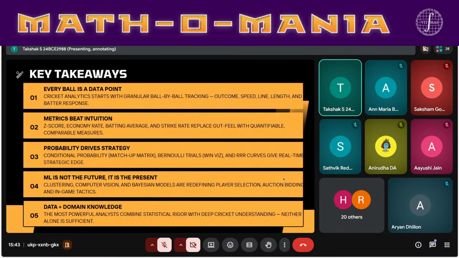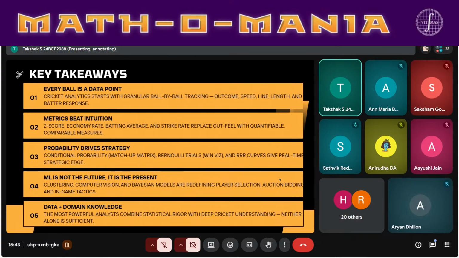And the fourth one, machine learning is not the future, it is the present. Clustering, computer vision, Bayesian models, random forest algorithms, these are already deployed in professional cricket right now. Teams not engaging with these tools are competing against opponents who have a significant information advantage.